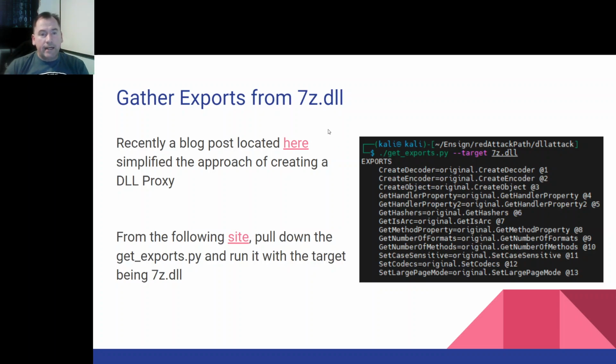So to gather those exports, there's a blog post located at this URL. And we need to download a Python program called getexports.py. So let me back up. The blog post here talks about DLL proxying. The site down here is the site that's referred to in the blog post that allows you to download the getexports.py file. To learn about the exports in 7z.dll, we run getexports.py targeting 7z.dll, and it returns to us this output.